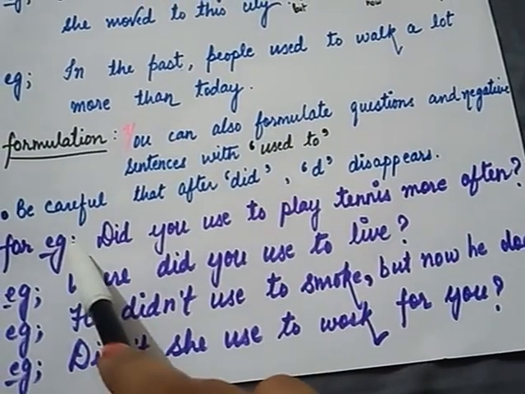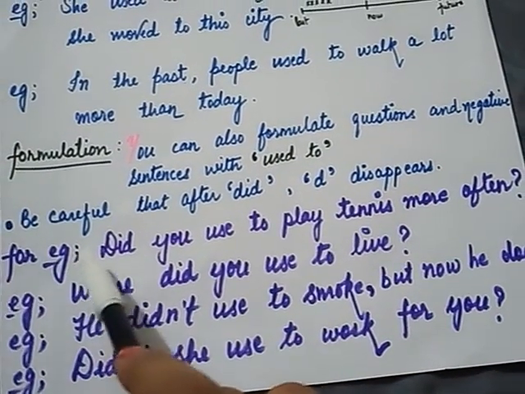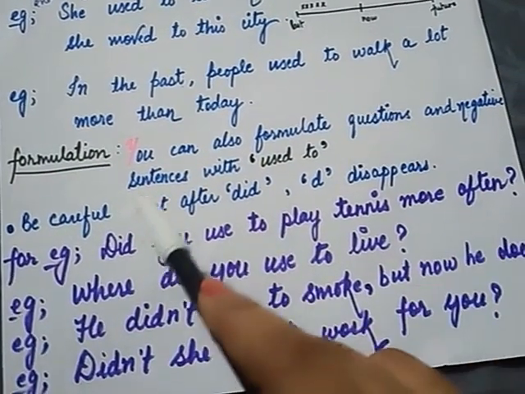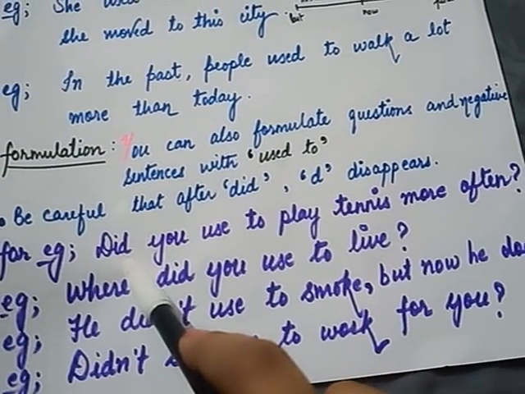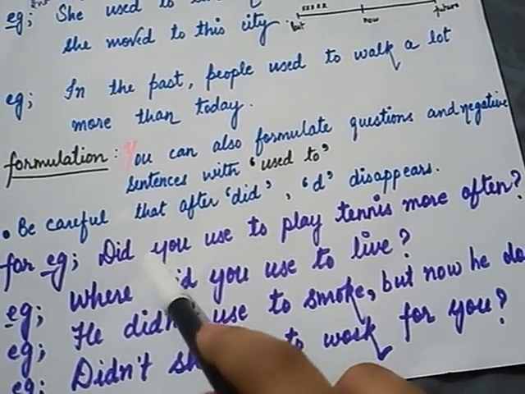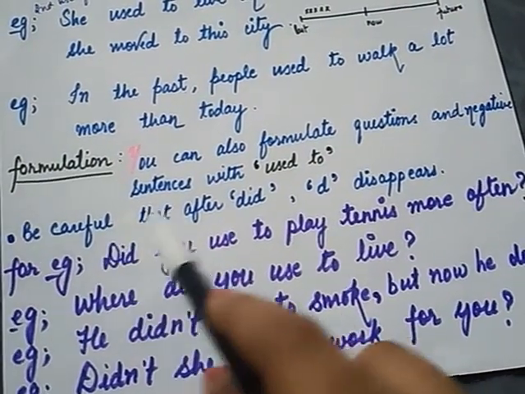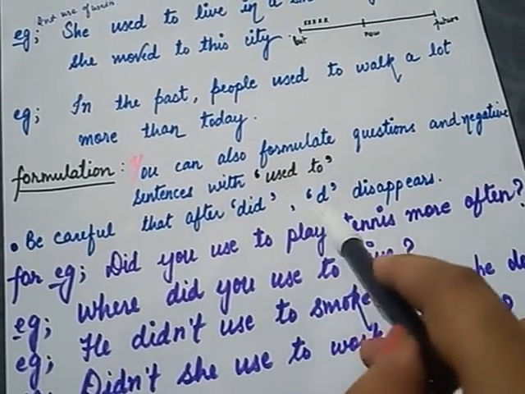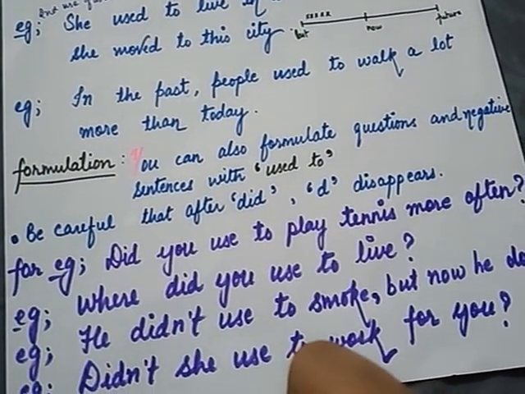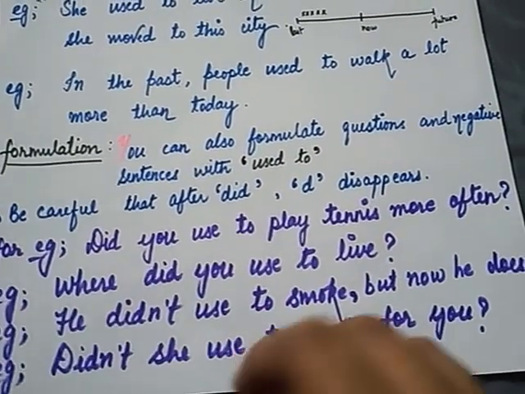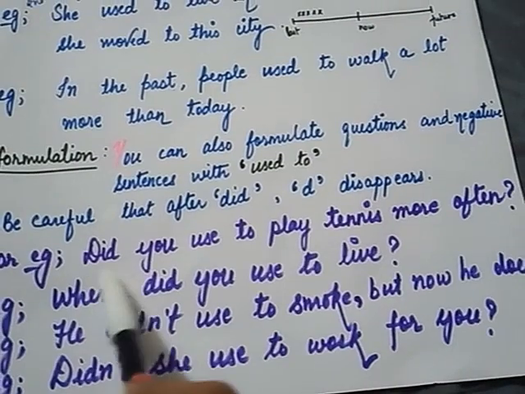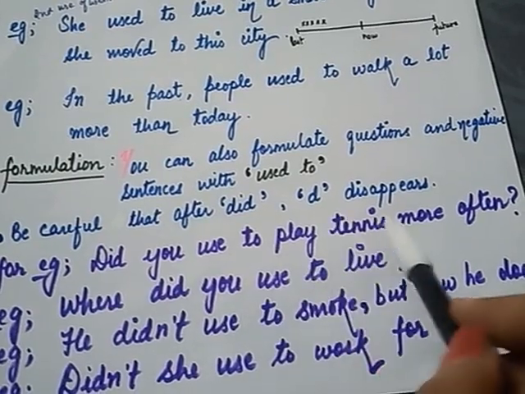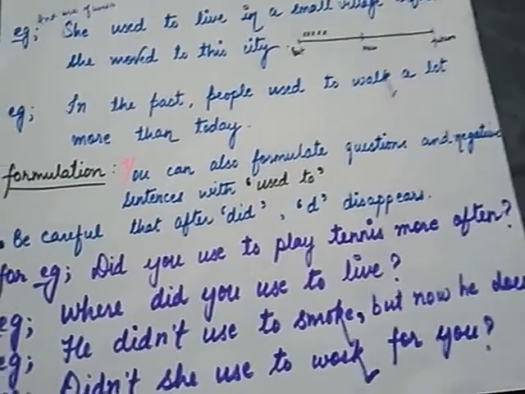Okay, let us see examples. Then it will be clear to you. Did you used to play tennis more often? Here we are using did, but with this word we will not use D with used. We will remove D. And the syntax, we will discuss, is that first we will use the helping verb, then the subject, then used to, and then the rest of the things, meaning the object or the other information.